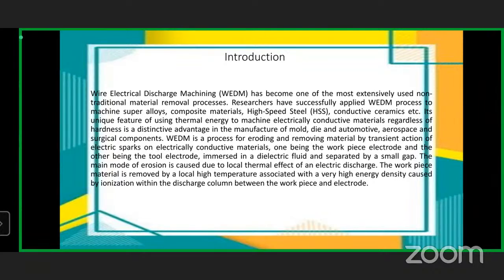Wire EDM is a process of eroding and removing material by the transient action of electrical sparks on electrically conductive materials, one being the workpiece electrode and the other being the tool electrode, immersed in a dielectric fluid and separated by a small gap. The main mode of erosion is caused by the local thermal effect of an electric discharge. The workpiece material is removed by a local high temperature associated with a very high energy density caused by ionization within the discharge column between the workpiece and electrode.